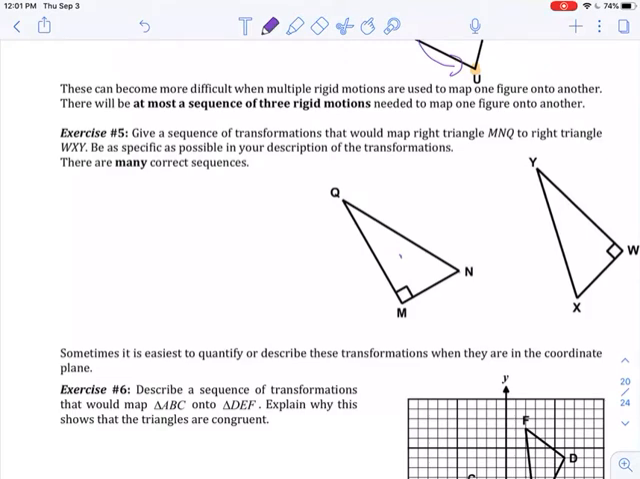So I'm going to take point N, and I'm going to translate it. So you're going to translate triangle MNQ so that N maps to X. Okay, so I'm going to take this triangle and I'm going to translate it down in that direction and that length so that N maps to X.